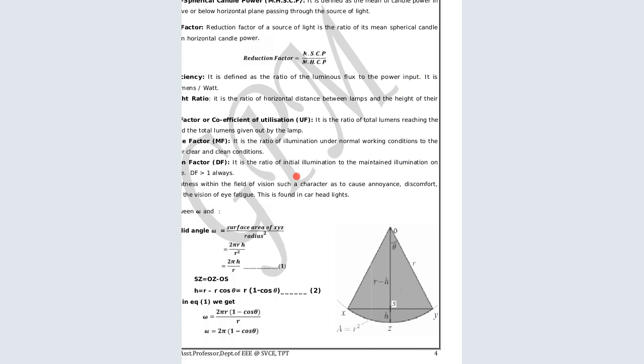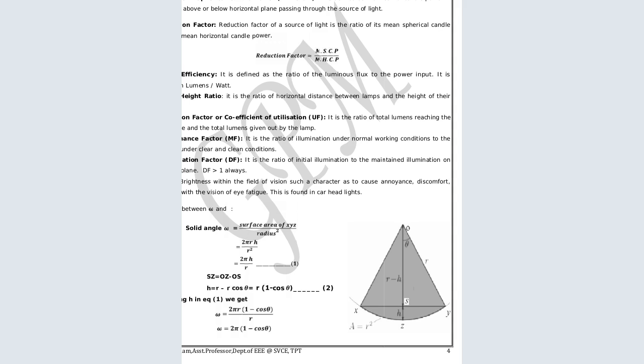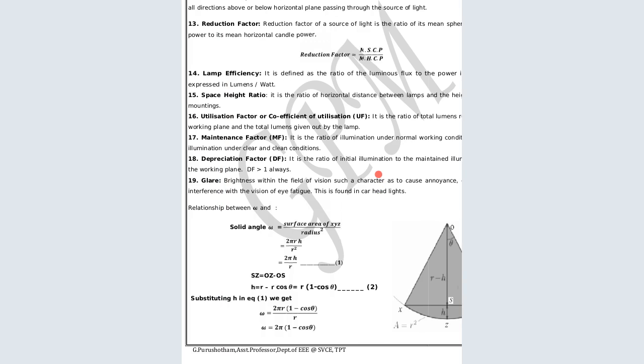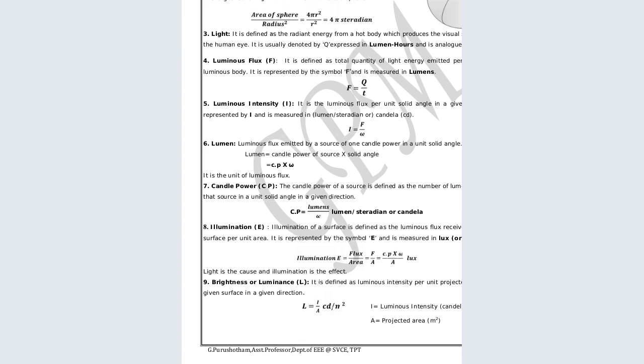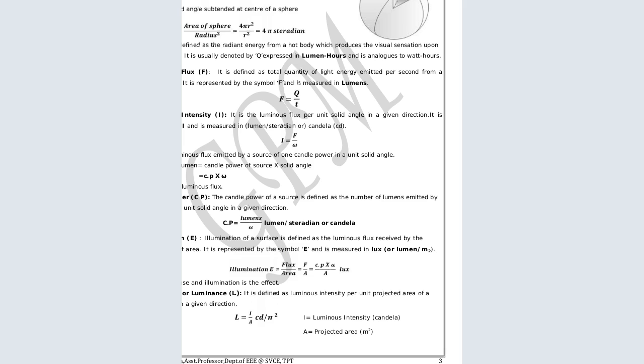And then we have the lamp efficiency. It is defined as the ratio of the luminous flux to the power input. Luminous flux, we say, is the output, so it is the output over the input. It is expressed in lumens per watt. The input comes in as power, and the output, we said, is lumens. And you remember in our other slide that we said lumens is the luminous flux, the total quantity of light energy emitted per second.